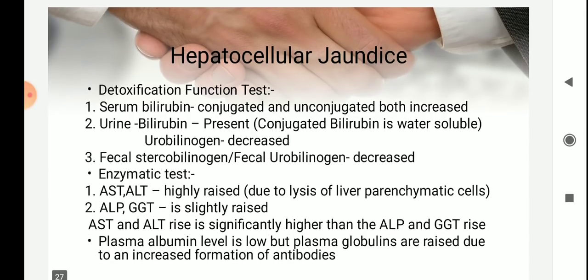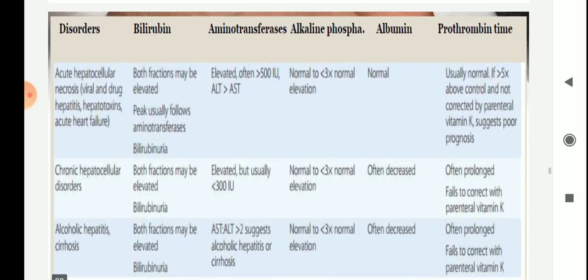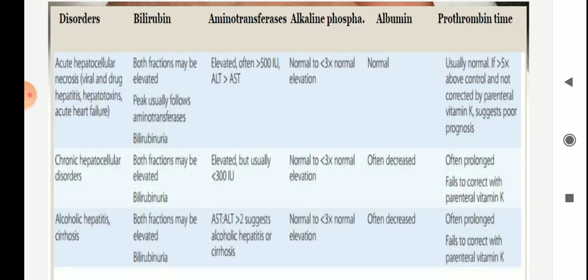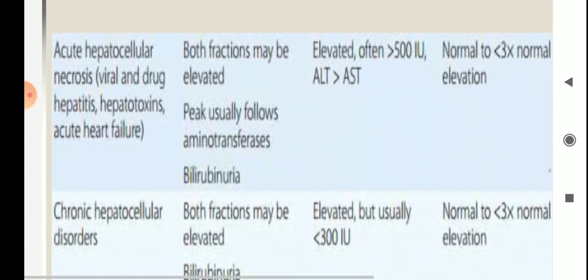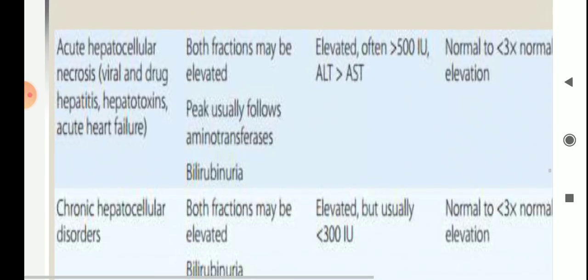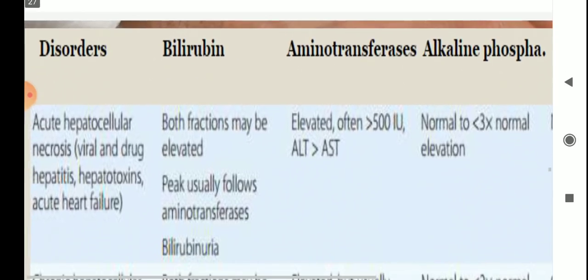So AST and ALT rise is significantly higher than ALP and GGT rise. Remember that important one. The plasma albumin level is low, but plasma globulins are raised due to an increased formation of antibodies. So this is a chart being given here. The aminotransferases, the alkaline phosphatases, the albumin levels, the prothrombin time, depending upon what type of the disease, whether it's chronic hepatocellular disorders or the acute hepatocellular necrosis. So what happens to all these levels here?